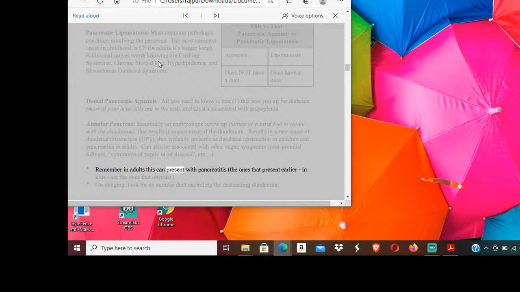Remember, in adults this can present with pancreatitis. The ones that present earlier in kids are the ones that obstruct. On imaging, look for an annular duct encircling the descending duodenum.